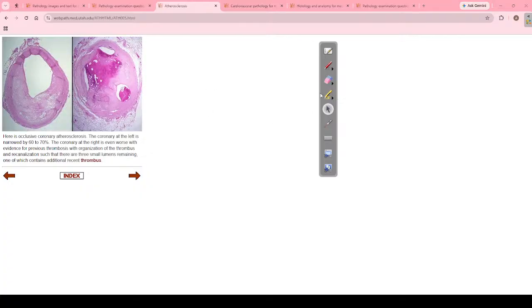We talk about occlusive coronary atherosclerosis. The coronary at the left is narrowed by around 60 to 70%, and the right is enormous with evidence of thrombus formation. So there may be thrombus formation over here. So this right here, they show you the recent thrombus.